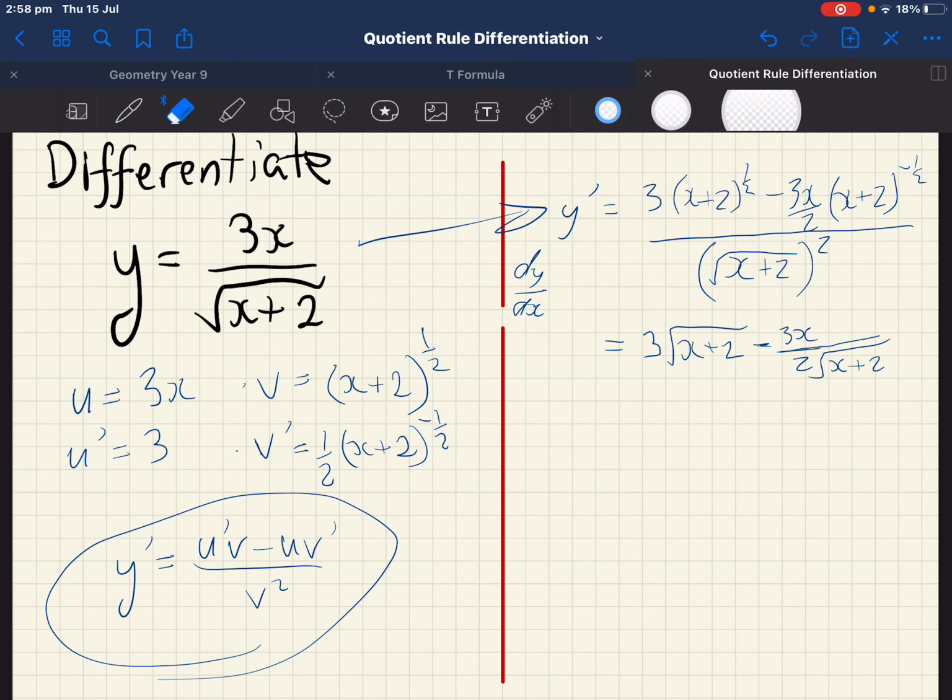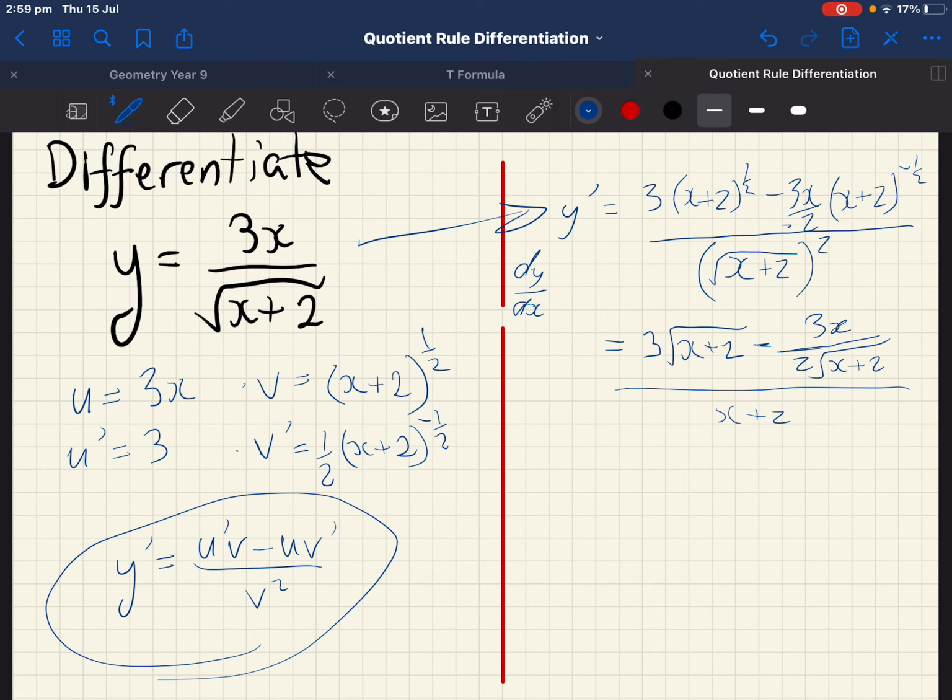So if I was to write this maybe a little bit neater than what I have, we end up with the 3x on the top, the 2 is on the bottom, and this whole x plus 2 to the minus a half also ends up down the bottom. Okay, so that's looking a little bit nicer, and the whole thing is all over, well, look, I am just going to write it as x plus 2. That looks way nicer. Okay, so we've been simplifying.